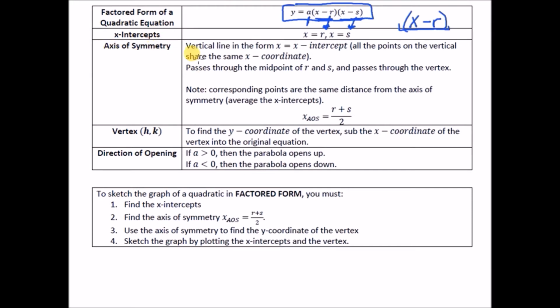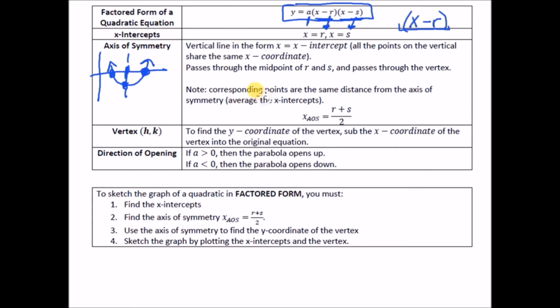The axis of symmetry. As a recap, the axis of symmetry is a vertical line in the form x equals x-intercept. All the points on this vertical line share the same x-coordinate. And this line passes through the midpoint of r and s, and it passes through the vertex. So if we had a Cartesian plane here, and we had the r and the s, which would be the x-intercepts, that would be on the same horizontal. So yes, this vertical line would pass through the midpoint of that.